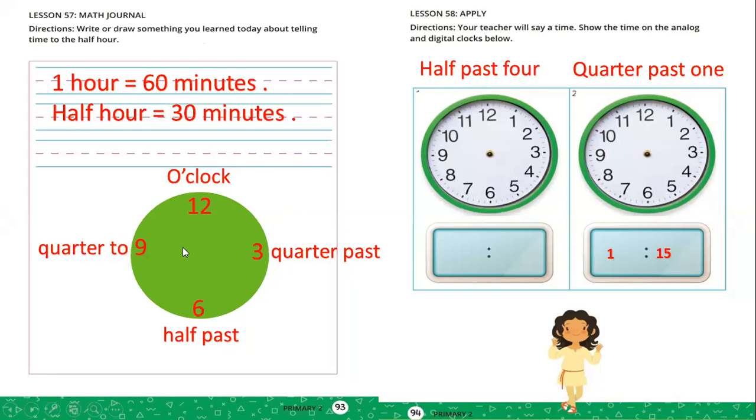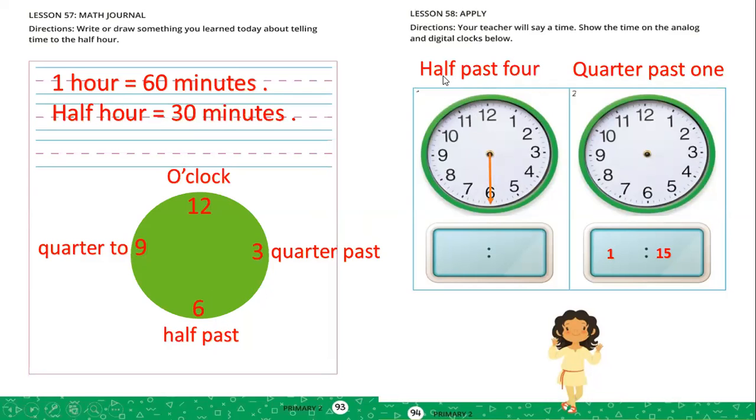If the long hand for minutes points to 12, it means o'clock. If it points to 6, it means half past. If it points to 3, it means quarter past. If it points to 9, it means quarter to. Let's look at this exercise. We want to represent half past 4 on the clock. Half past means the long hand will point to what? It points to 6. So we will make the long hand for minutes point to 6.